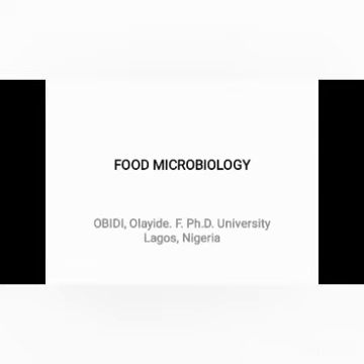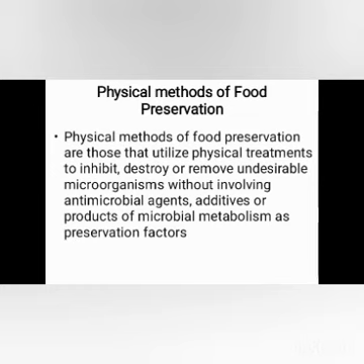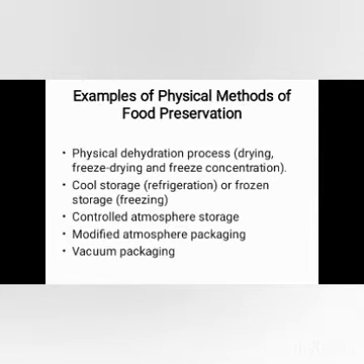In MIC 432, Food Microbiology, I had taught mushroom cultivation and farming and also chemical preservation of foods. So I'm going to continue with physical methods of food preservation. Physical methods of food preservation, as the name implies, are methods in which physical treatments are used to inhibit, destroy, or remove the undesirable microorganisms without involving chemical processes, antimicrobial agents, or products of microbial metabolism as the preservation factors.